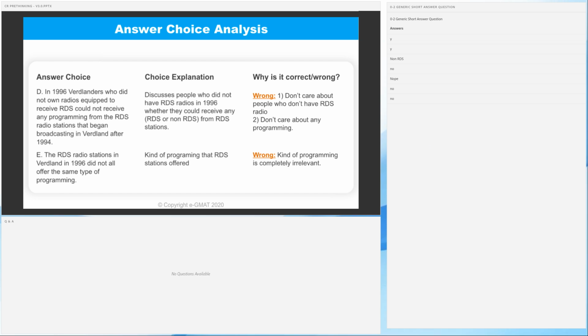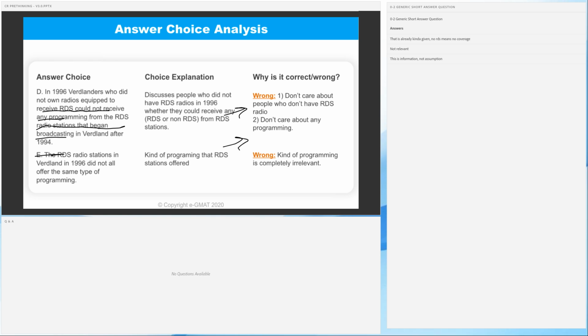Choice D says, in 1996, world landers, or VS, who did not own radios equipped to receive RDS, could not receive any programming from RDS stations that began broadcasting after 94. Do we care about these people who don't have RDS radios? Are they even relevant to us? No. We don't care about any programming. We only care about RDS programming. Okay, this choice is completely irrelevant.